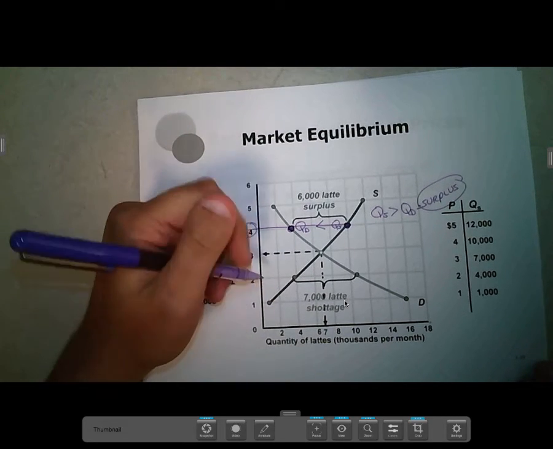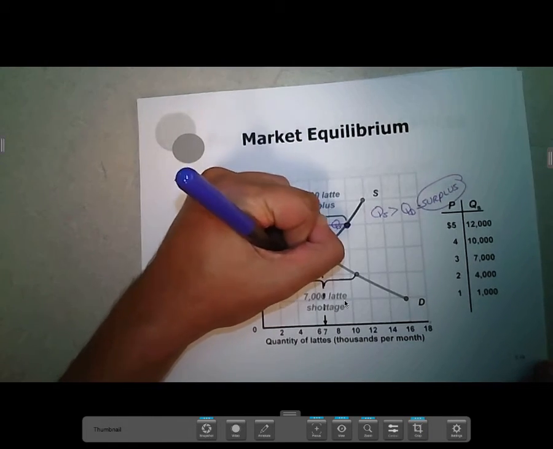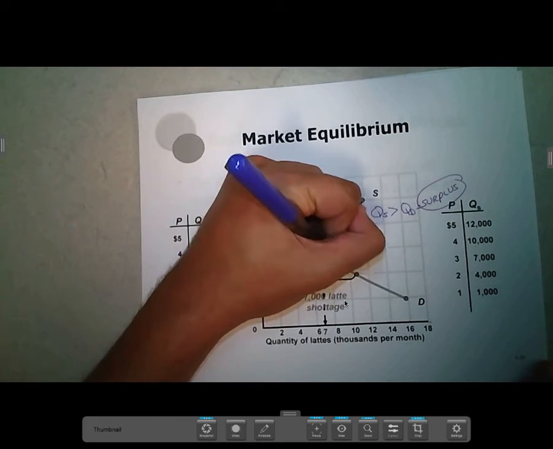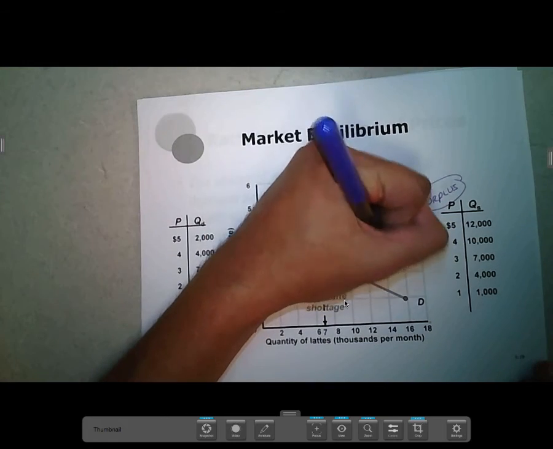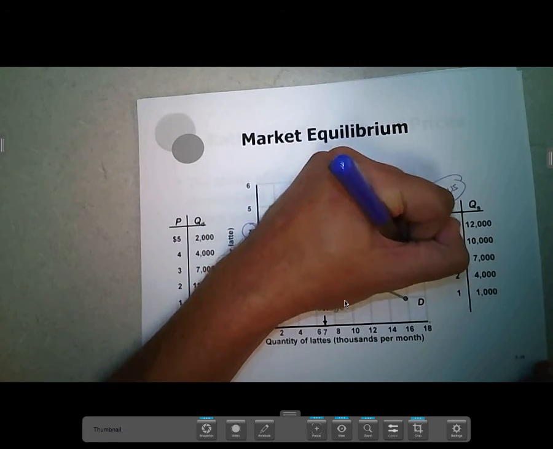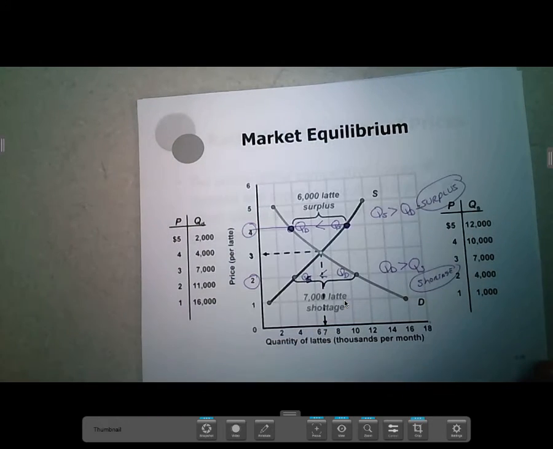Down here, if the price were $2, so things were really, really cheap, comparatively speaking, then the quantity supplied would be less than the quantity demanded. When quantity demanded is greater than quantity supplied, we now have a classic shortage situation.